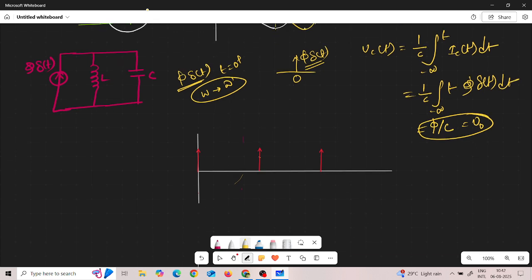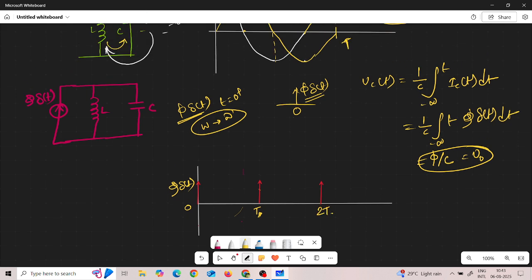Now in the next problem, suppose instead of applying a single pulse, we are applying a pulse train. Like the first pulse, q delta of t, comes at t is equal to 0. The next pulse comes at t is equal to T, suppose, and the next pulse comes at 2T. So what will be the response?